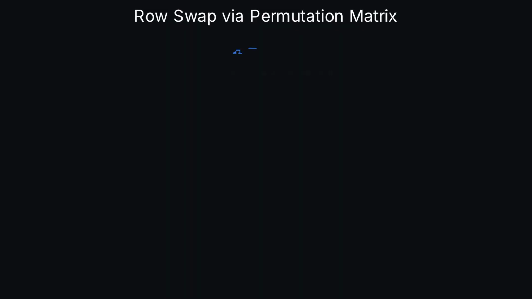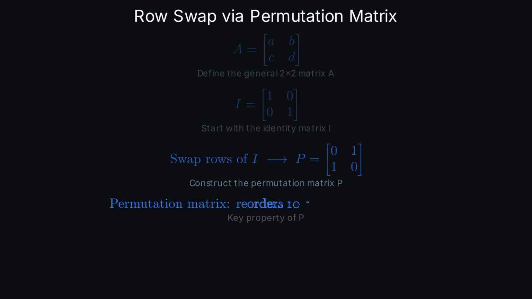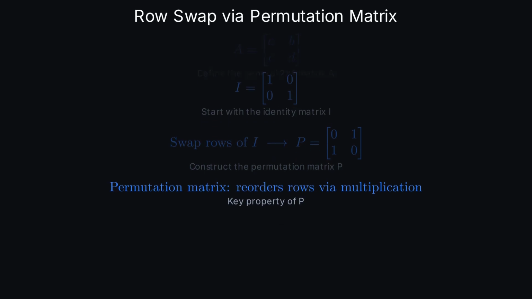Let's swap rows 1 and 2 of A, the matrix with A, B in the first row and C, D in the second row. Here's the recipe. Take the identity matrix and perform that same swap on it. Swapping the rows of I gives us P equals the matrix with 0, 1 in the first row and 1, 0 in the second row. This is called a permutation matrix. It reorders rows through multiplication.